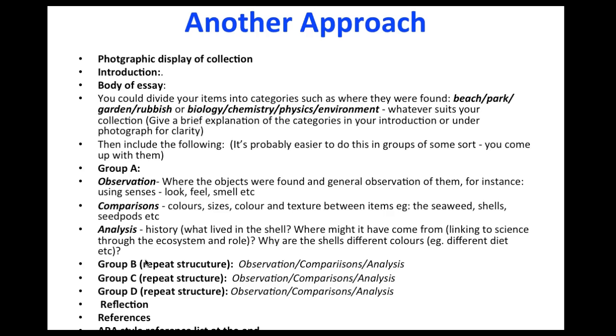You could divide your items into categories such as where they were found, beach, park, garden, rubbish, or alternatively the science categories of biology, chemistry, physics and environment. Whatever suits your collection, because everybody's collection will be different. So you give maybe a brief explanation of the categories in your introduction or under the photograph for clarity.